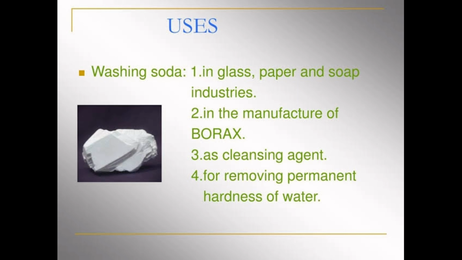Now a few of the uses of washing soda, whose chemical name is sodium carbonate, and its formula is Na2CO3. It is used in glass, paper and soap industries, and it is used in the manufacturing of borax. It is used as a cleansing agent and for the removal of permanent hardness of water.